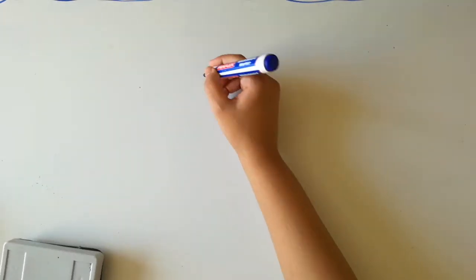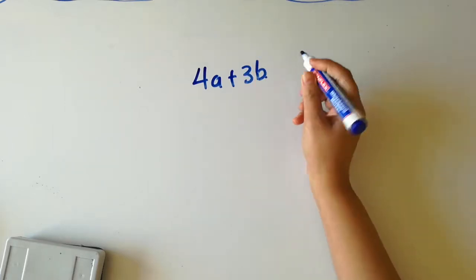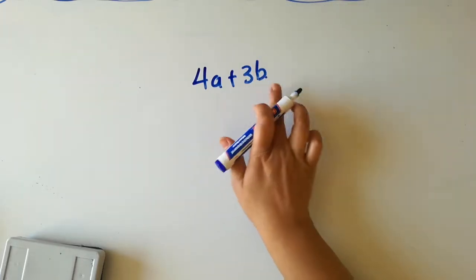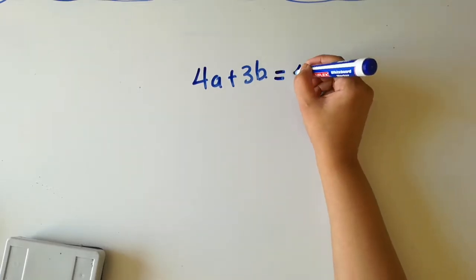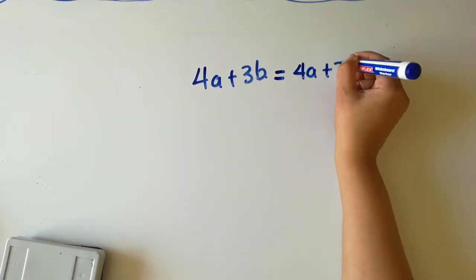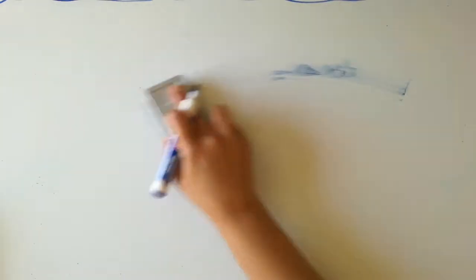Let's see if we had 4a plus 3b. Now we can see these are not the same. They are not like terms. So the answer here would be 4a plus 3b. Simple. Let's do another example.